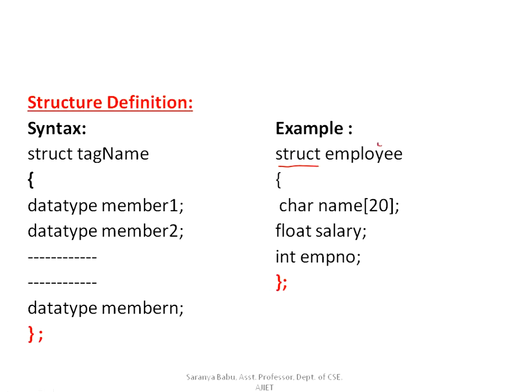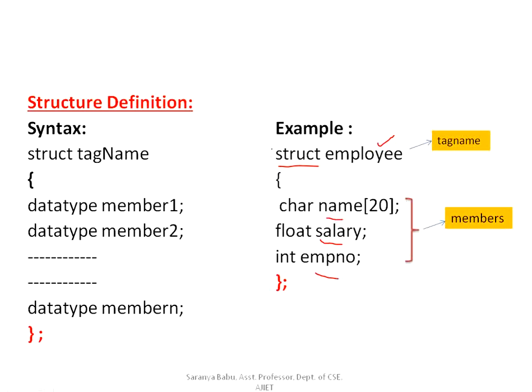What is this? Employee is the tag name. Then these are the members. Employee is the tag name. Then these many things, that is name, salary, and employee number. These three are the members. Name, salary, employee number are the members of this particular structure employee. So these are the members.